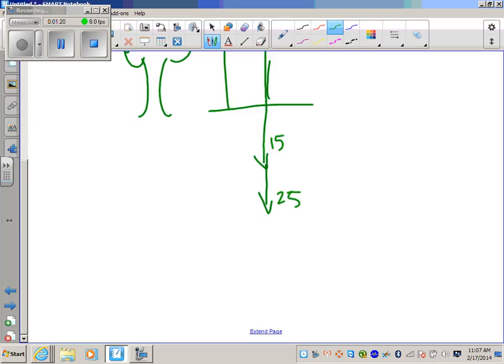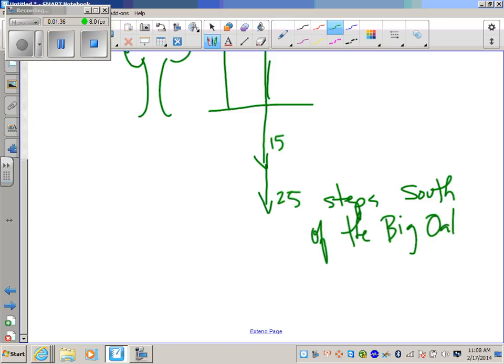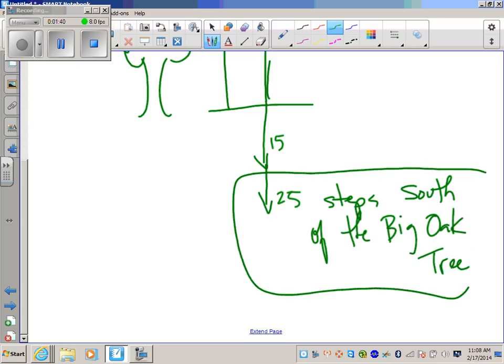And start digging. Okay? So we should be what? If we were going to describe this, 25 steps south of the big oak tree. How do we find the answer? Drew a little picture. Drew a diagram.